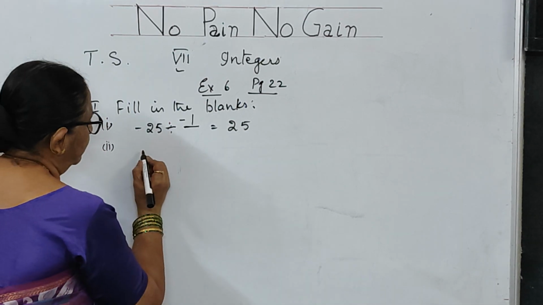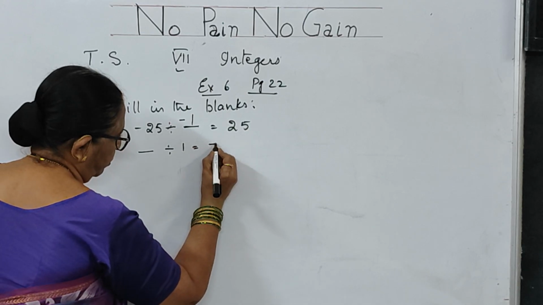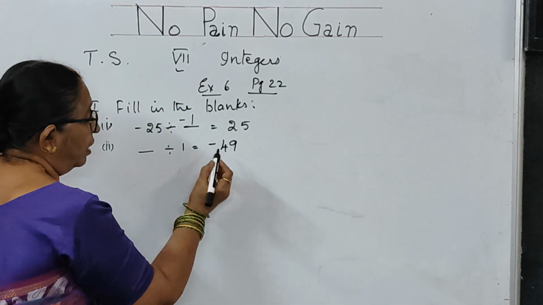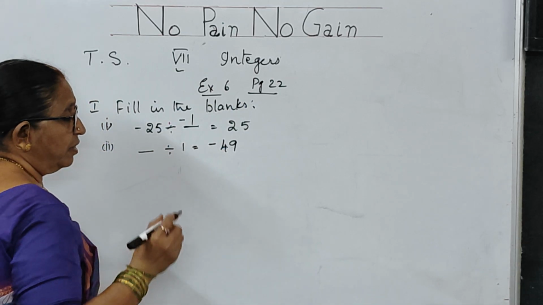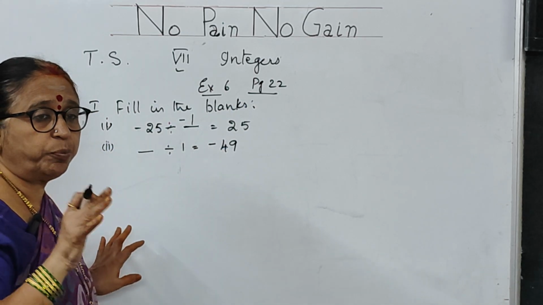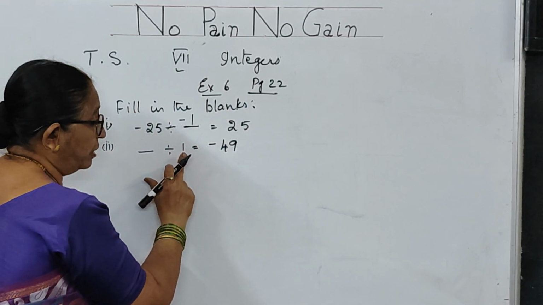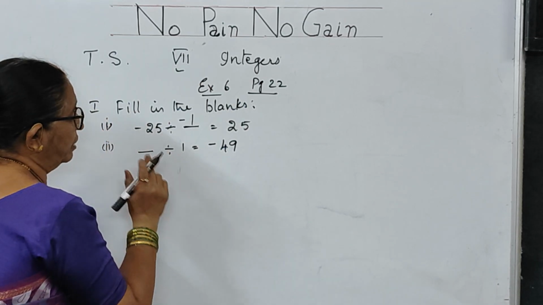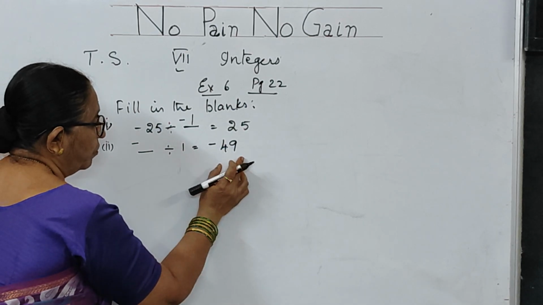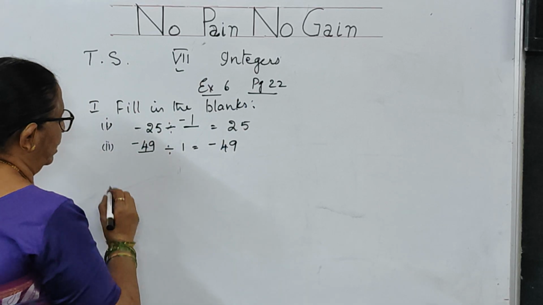Now the second one is dash divided by 1 is equal to minus 49. Once again, children, the answer has a minus sign. That means either the numerator or the denominator should possess a minus sign. Here the denominator is 1, which has a plus, so definitely the minus sign is in the numerator. Since you are dividing by 1, the same number you need to write, minus 49.